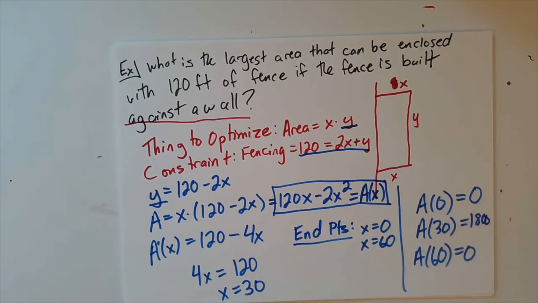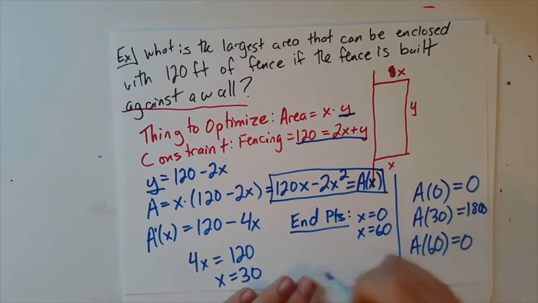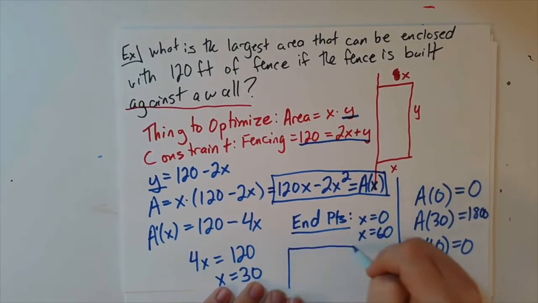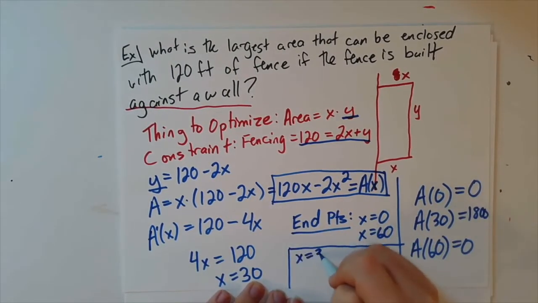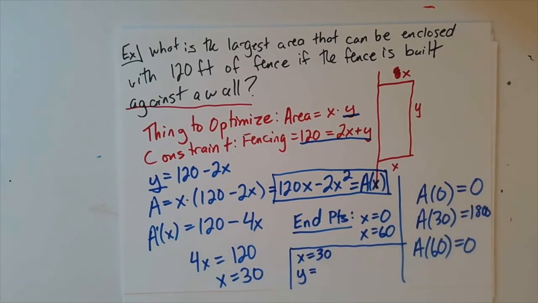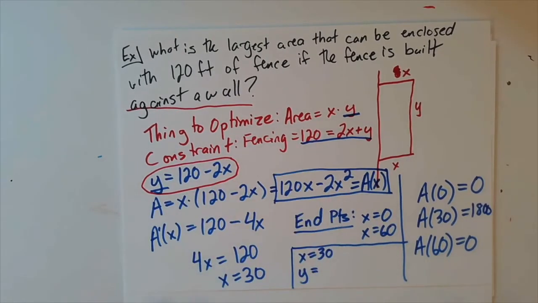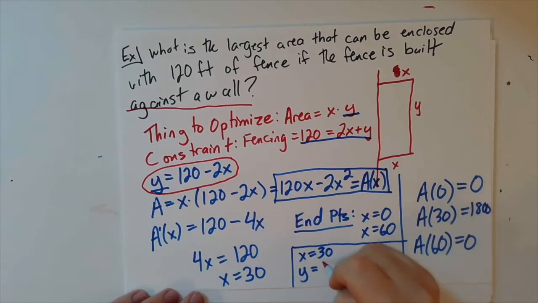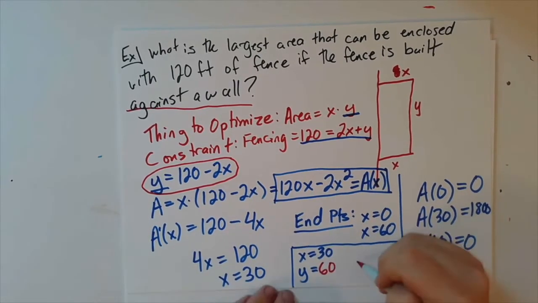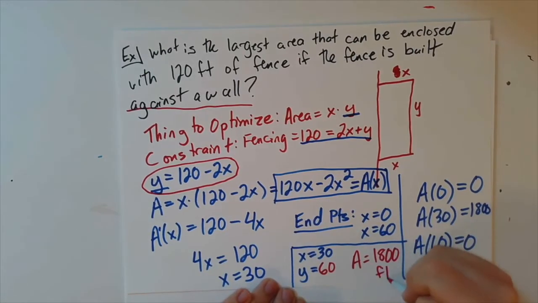So our best possible fence has x equal 30 and y equal, and remember to figure out y, we go back to the spot where we solved for y. So y is 60, and an area of 1800 feet squared.